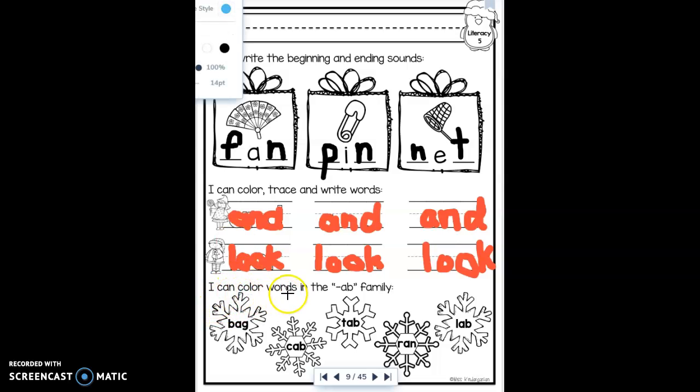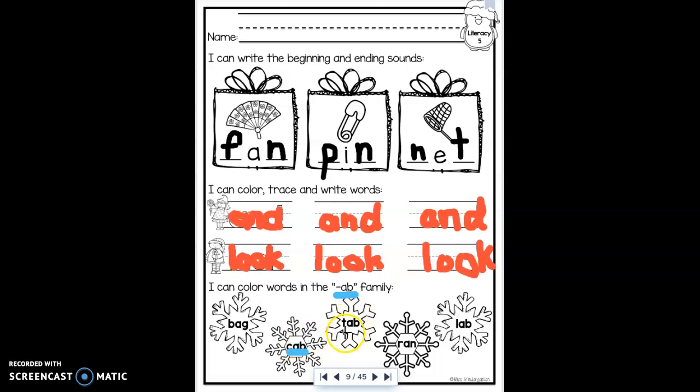So today we're looking for words in the AB family, A-B. Okay, so here's one that's B-A-G. Does that end in A-B? No, I'm not going to color. How about this one? C-A-B. Yep, there we go. There's that AB sound. So we have k, ab, cab.